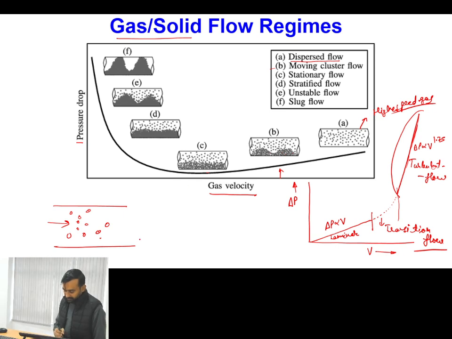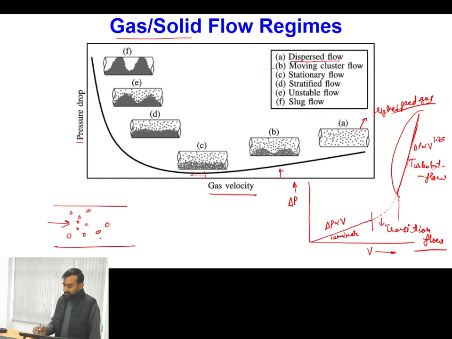When I further decrease the velocity, more particles will be settling, and we will find that the settled bed and particles are actually co-flowing together. Now after this point comes the important thing. Up to this point, the pressure drop and gas velocity characteristics are almost identical. But after this point, if I further decrease the velocity, the pressure drop has started increasing.